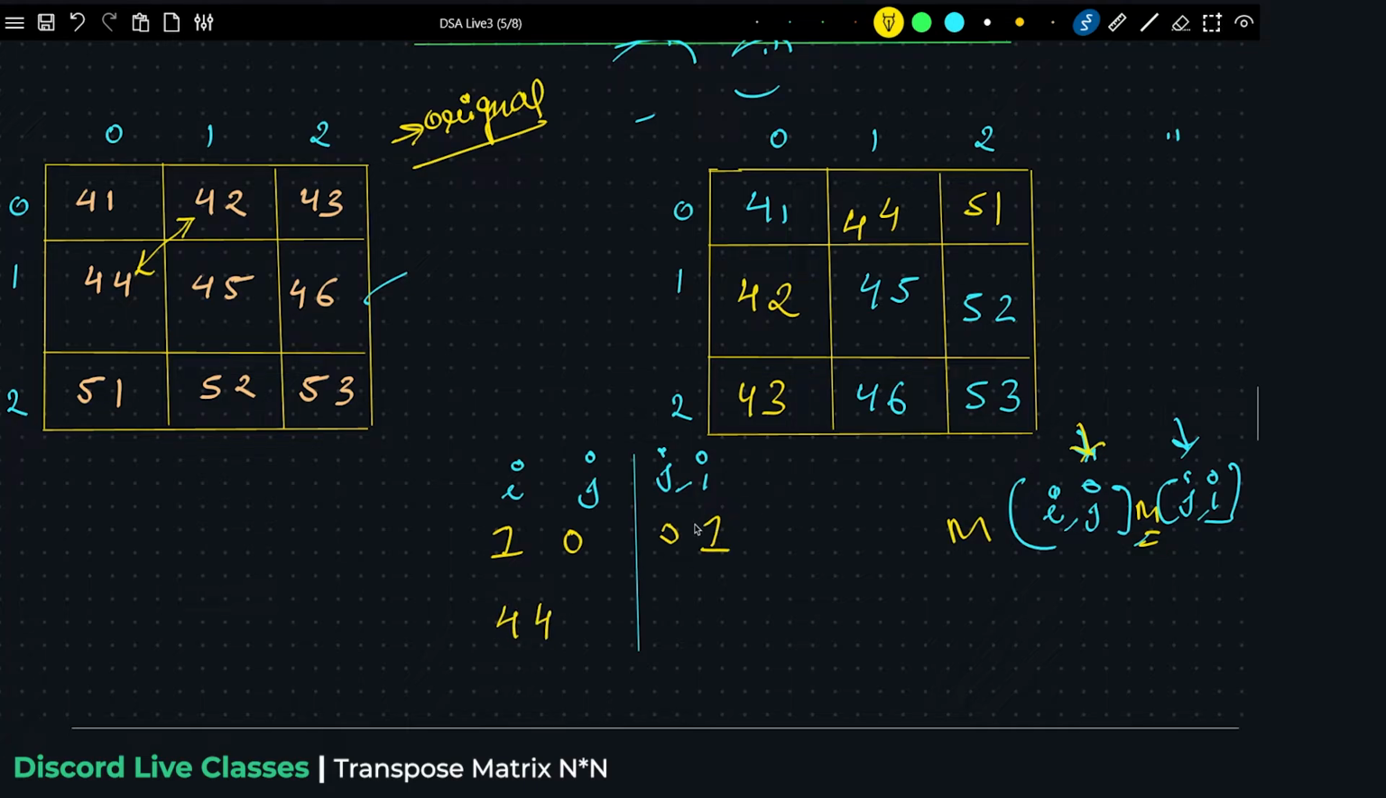44. 0 comma 1 क्या है? 42. अब now the algorithm is saying कि swap these two elements. अब after swapping you will get the same matrix, that is the 42 and 44. अरे बाप रे, ये क्या हो गया, हमें दो मैट्रिक्स मिल गई, हमें मतलब पुरानी वाली मैट्रिक्स मिल गई.